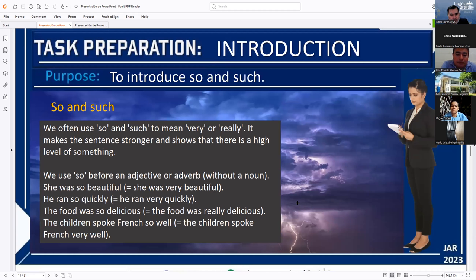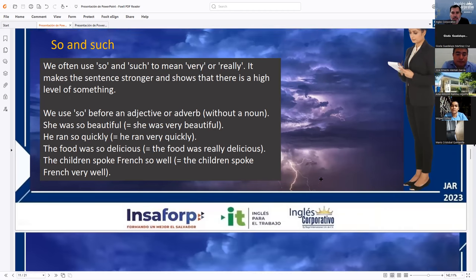The food was so delicious. The food was really delicious. The children spoke French so well. The children spoke French very well. Okay, so that would be B and D.